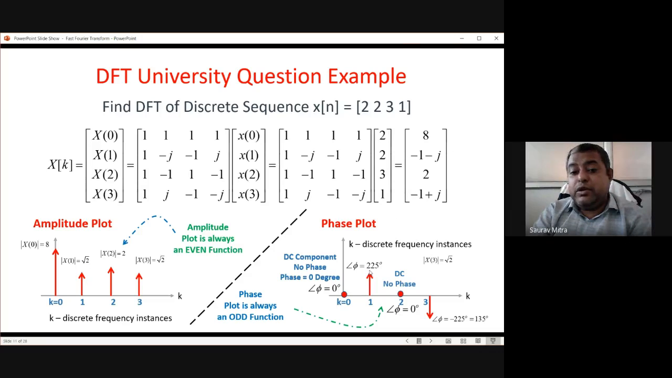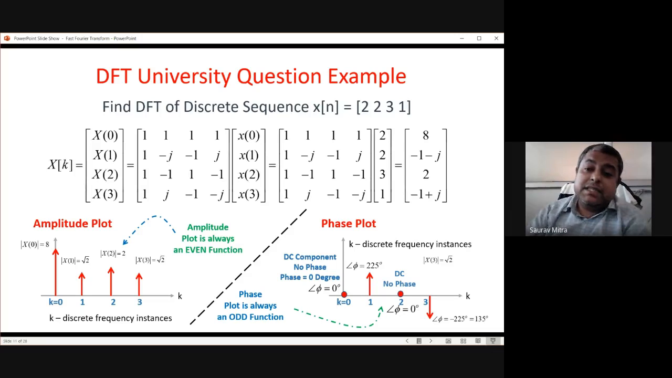Now how to find the phase plot? The phase plot: 8 and 2 are real, so they have phase 0 and 0. Okay, so 8 and 2 have phase 0 and 0. For -1 minus j, this is the way you calculate: tan inverse of imaginary by real. If you do that, it will be a mistake.